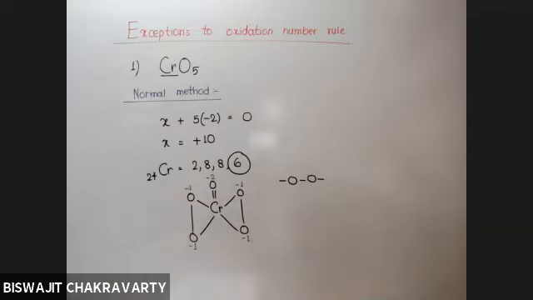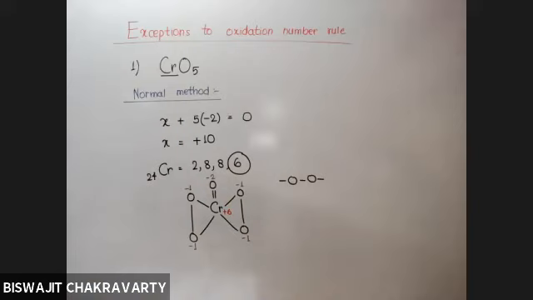Clear? Yes, sir. Okay. Now count the total minuses, how much is it coming out to be? -6. So if oxygens are -6, how much should be chromium? Should it be +6 or not? Yes, sir. Now is it acceptable? Yes, sir.